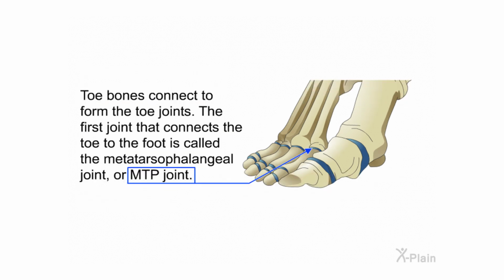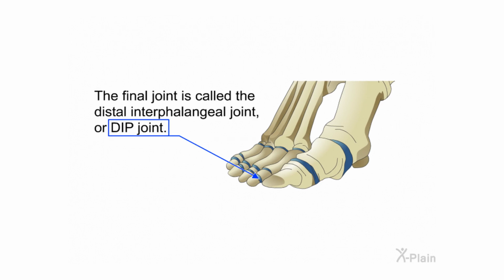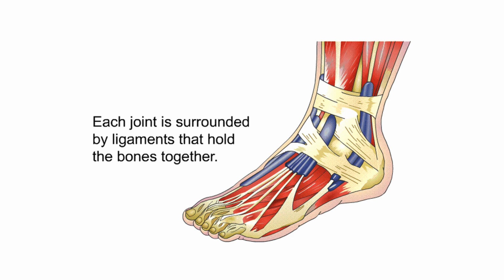Toe bones connect to form the toe joints. The first joint that connects the toe to the foot is called the metatarsophalangeal joint or MTP joint. The second joint is the proximal interphalangeal joint or PIP joint. The final joint is called the distal interphalangeal joint or DIP joint. Each joint is surrounded by ligaments that hold the bones together.